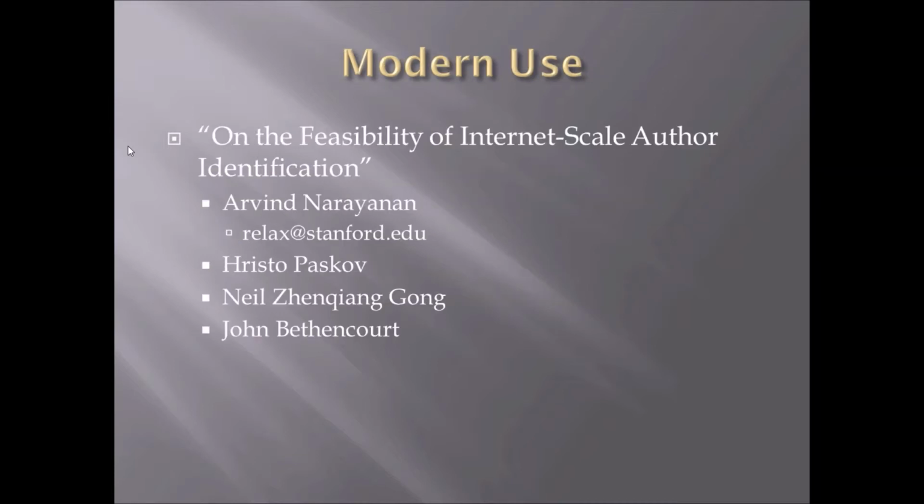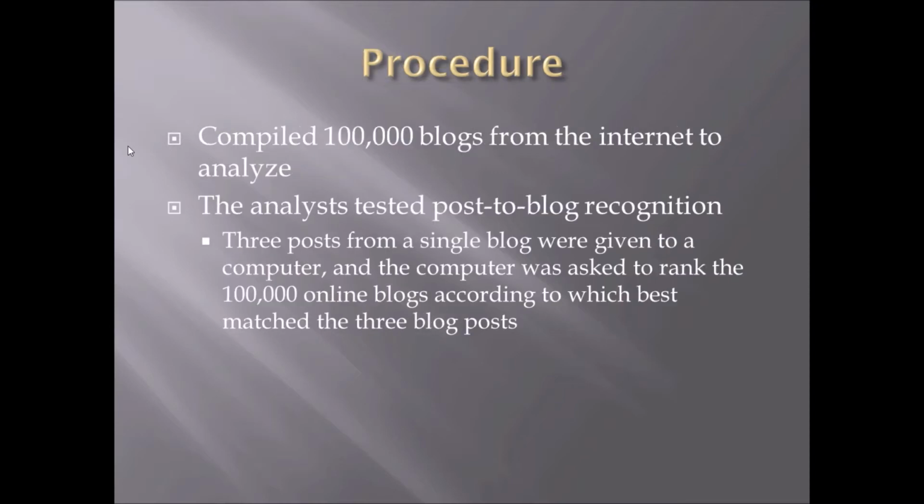So these 4 authors, whose names I'm not even going to try and pronounce, conducted a modern study called On the Feasibility of Internet-Scale Author Identification. They collected 100,000 different blogs from various places on the internet, such as Google and other blog hosting sites, to use in their stylometric analysis. So the analysts tested post-to-blog recognition. What this meant is they took 3 posts from a single blog and then gave these 3 posts to a computer and had the computer rank the 100,000 online blogs according to which best matched the 3 blog posts.